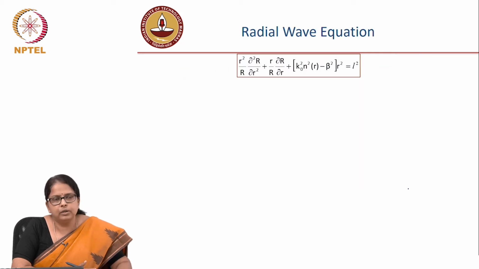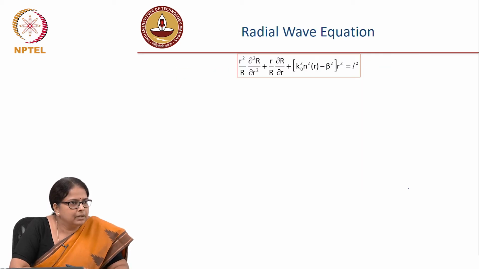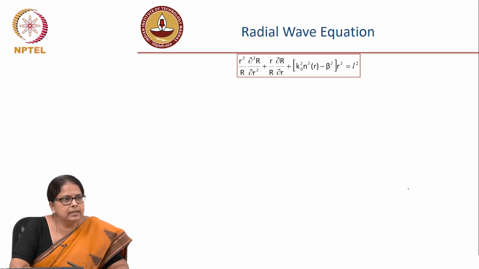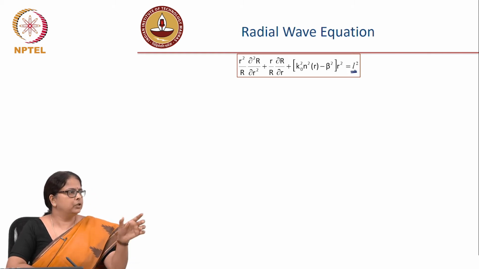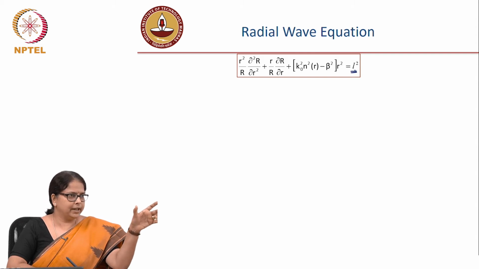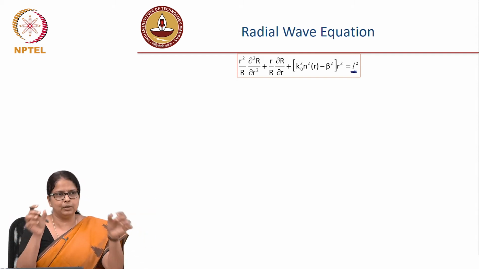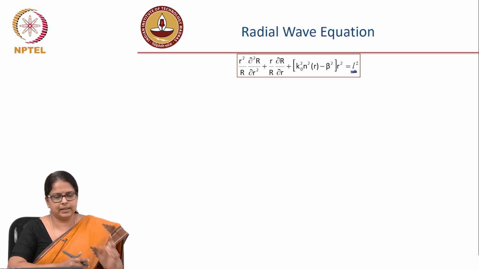But now let us move on to the radial part. The radial part of the equation is looking like this. That also has L square. Why does it have L square? Of course, because you equated the radial part and azimuthal part to the same constant. So, that has L square in it.